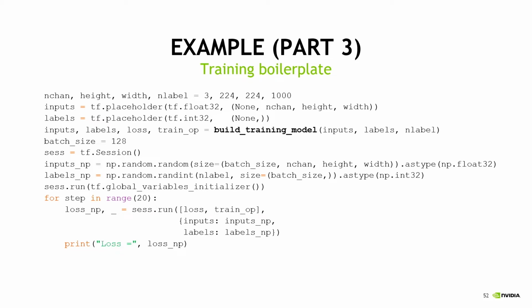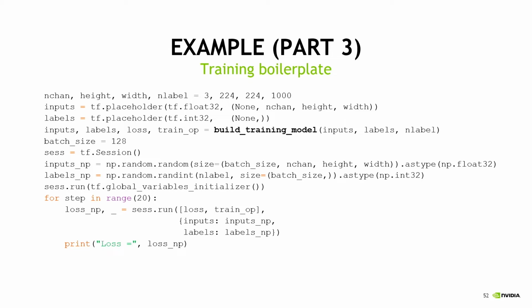And this is just the boilerplate code to actually do the training, where I'm just creating placeholders here. I will note that this is not a high-performance model. This is a demonstrative model just to show how to do the mixed precision conversion. The placeholders don't tend to be the fastest way to do things, but I'll use them for simplicity. So we're just calling that build training model function from the previous slide, passing it the inputs and the labels.